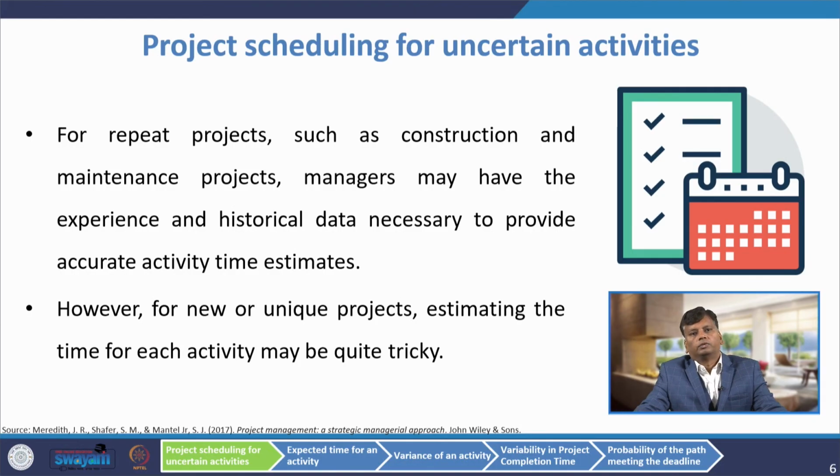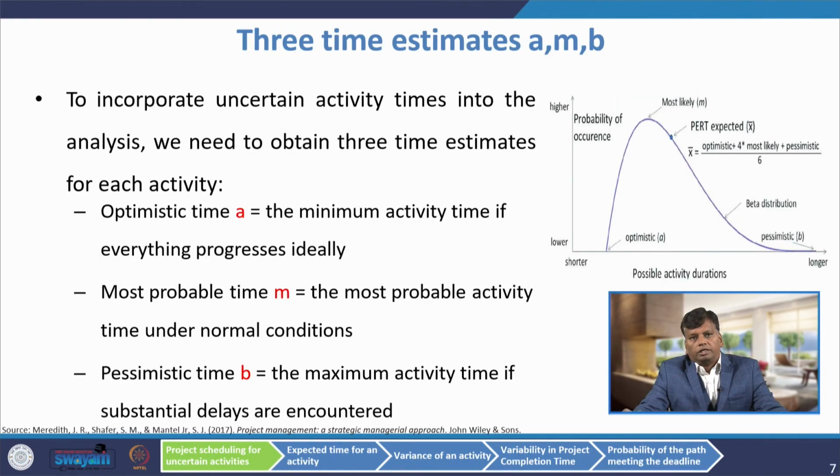However, the challenge comes for a new or unique project, where estimating time for each activity may be quite tricky. If the activity time is probabilistic in nature, then instead of giving only one time estimate, 3 time estimates will be given. We call them A, optimistic time, M, most likely time, and B, pessimistic time. So, to incorporate uncertain activity times into the analysis, we need to obtain 3 time estimates for each activity.